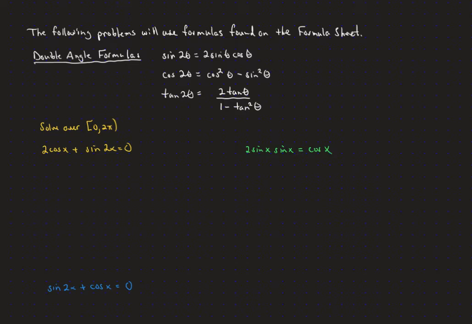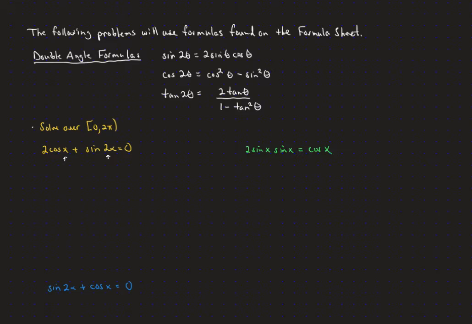So first we're going to solve over the interval from 0 to 2 pi. So we have here, the issue is we have this 2x, this double angle, and this is a different one. So we can't really go anywhere when those are different angles.